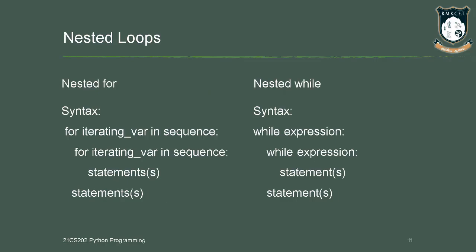And nested loops means you can have one loop inside another. In both the for loop as well as the while loop, you can have a nested loop. Now we shall see some examples of while and for loops.